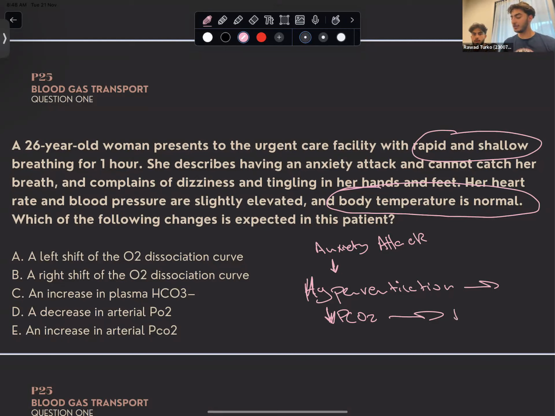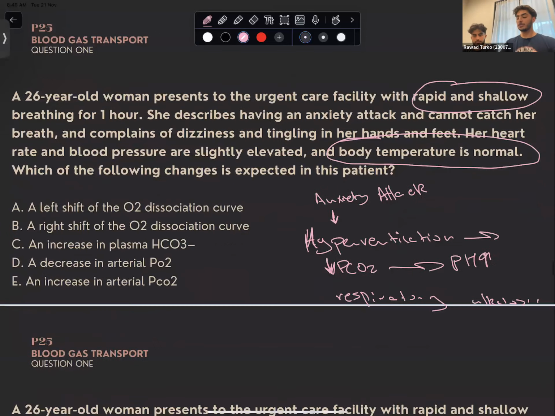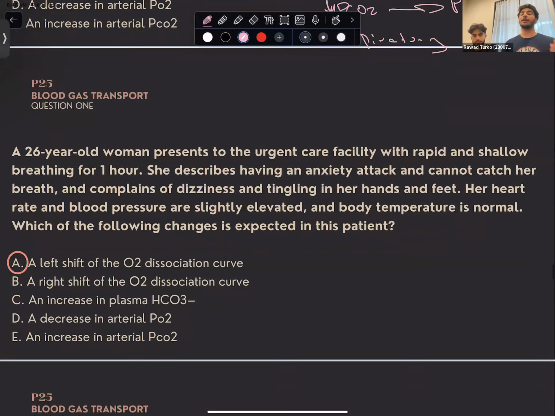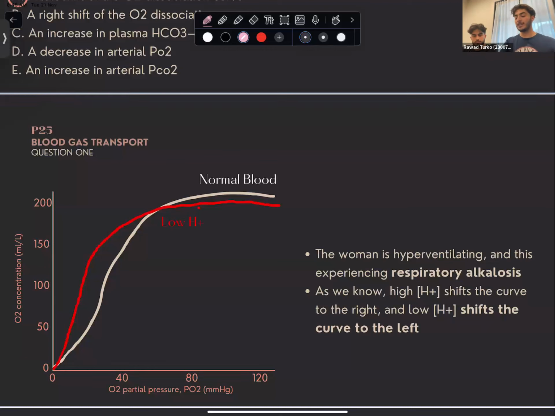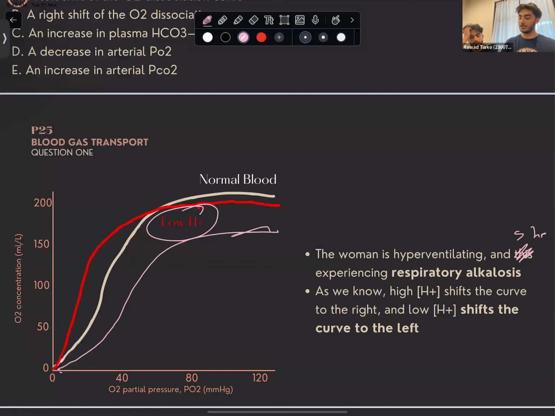Because H would decrease, so pH increases, and you would have, as you said, respiratory alkalosis. Okay, respiratory alkalosis would cause a left shift. It will increase the affinity of oxygen to hemoglobin. Alkalosis, another way to say it, is low hydrogen levels. The woman is hyperventilating, and she is experiencing respiratory alkalosis. As we know, high H plus shifts the curve to the right, like this, or actually not like this, because this is not reaching the same levels. Like this, I guess.